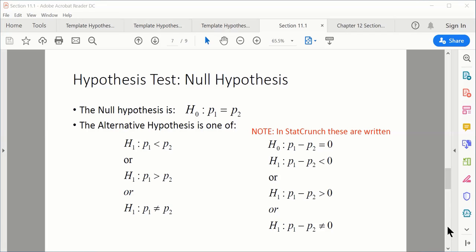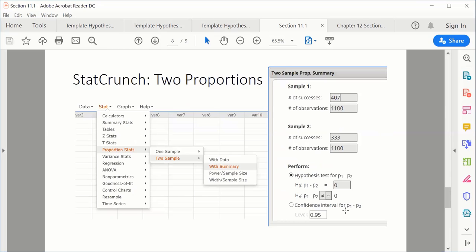Okay, so we're just going to do StatCrunch with two proportions. We'll do StatCrunch, proportion stats, 2 sample this time instead of 1 sample. So this is the first time we're doing 2 sample. This is where it changes right here into 2 sample, and then with summary. Now we get 2 samples that we need to enter, the 407 over the 1100 and the 333 over the 1100, because they had the same sample size.